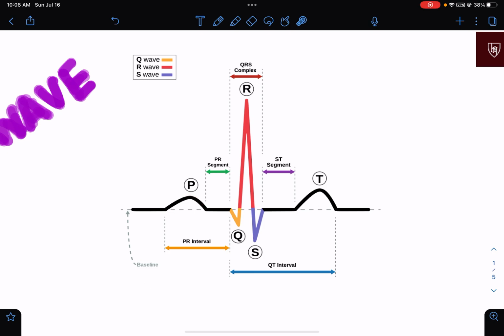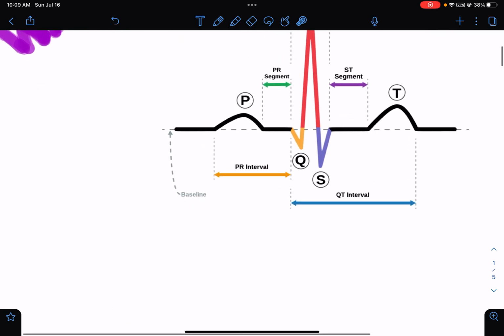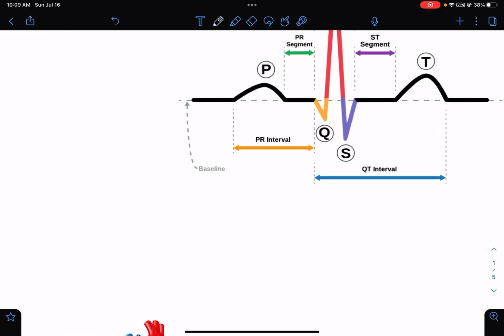Here are the ECG waveforms: P wave, QRS, T wave. Also PR interval, QT interval, PR segment, ST segment, and QRS complex. Why does it happen? Why is there a P wave? Why is there a QRS? Why is there a T wave? And what does it mean? We all need to know what P represents, what QRS represents, and what T represents. Okay, so let me write down some words here.